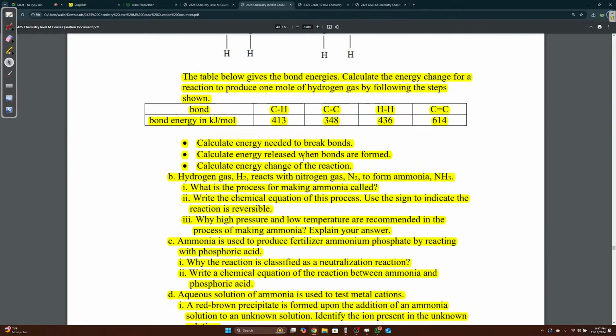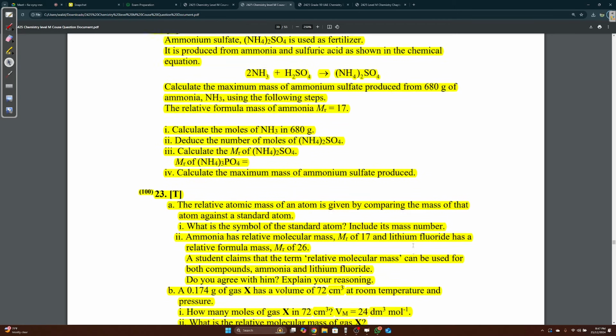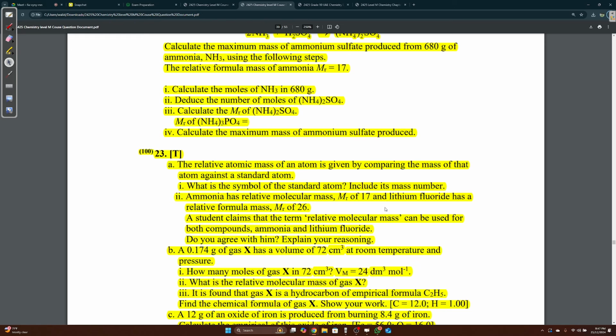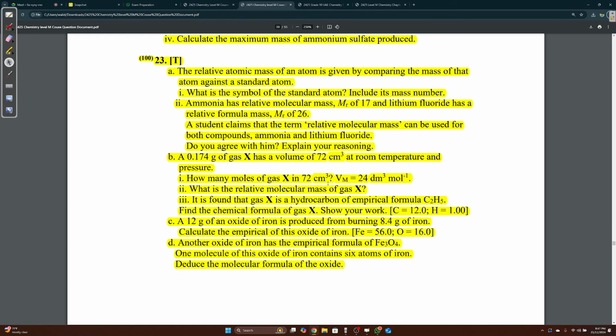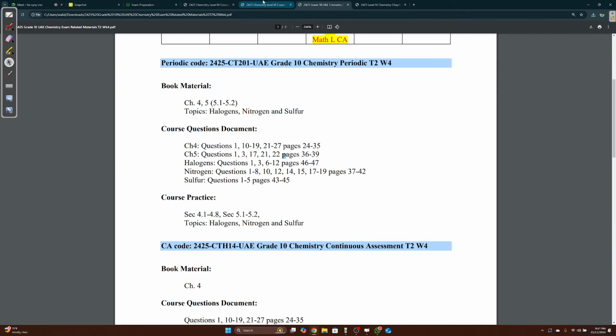25 as well is definitely not required. 23, I don't think this is required. Yeah, 23 is required. It's 22.